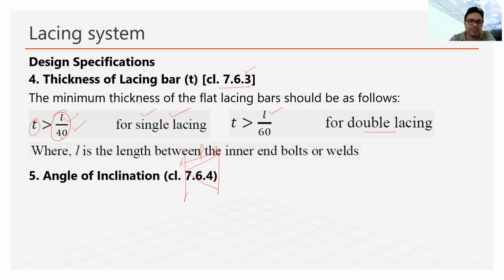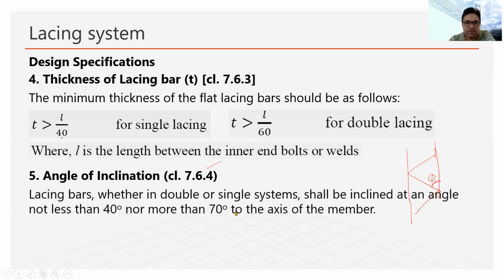Now coming to the next point, what should be the angle of inclination? Again, if these are the bars, then you can see these lacing bars are at some angle. So what should be this angle? This we call theta. IS code also recommended the value of theta, which is as per this clause 7.6.4.